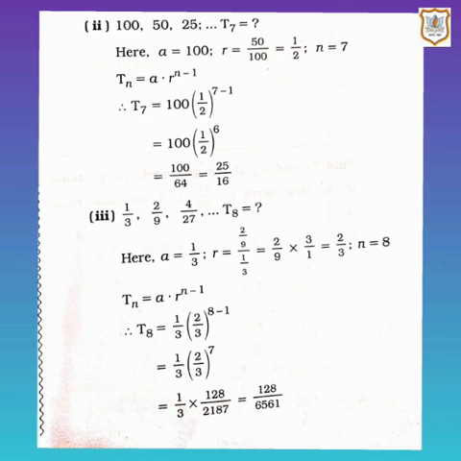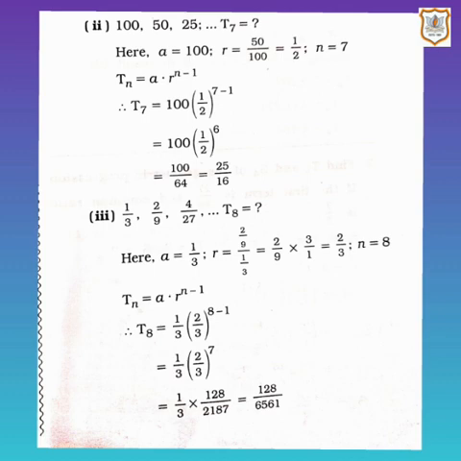Let's solve the third sum. 1 by 3, 2 by 9, 4 by 27 and here we have to find T8, term 8. So here A is 1 by 3, R is 2 by 9 upon 1 by 3. This way we can take out R. If we take the reciprocal, R will be 2 by 9 into 3 by 1. So 3 1s are 3, 3 3s are 9. So R is 2 by 3 and N here is 8 as we have to find the 8th term.